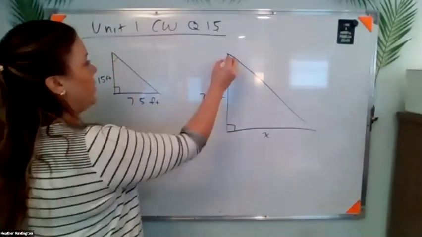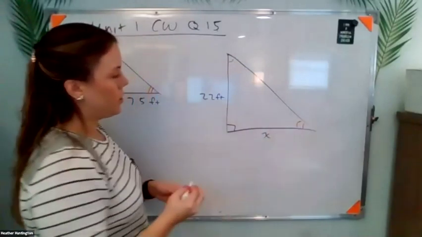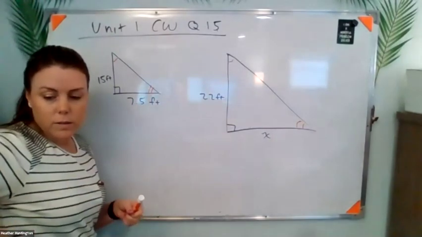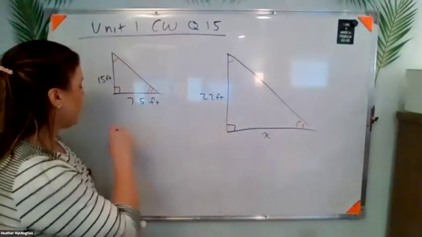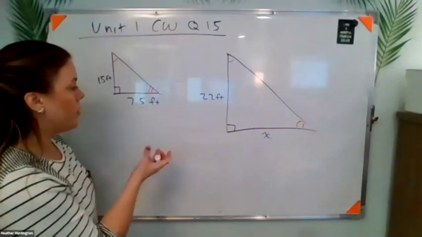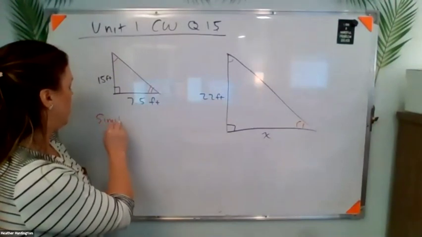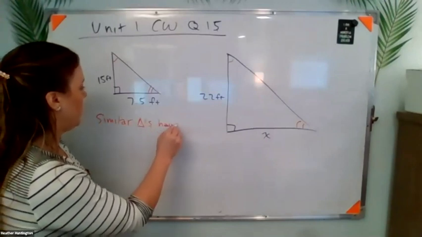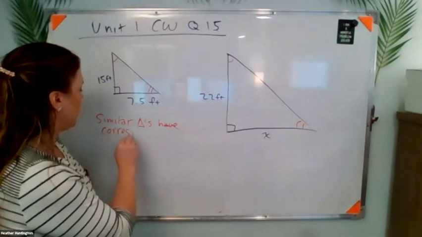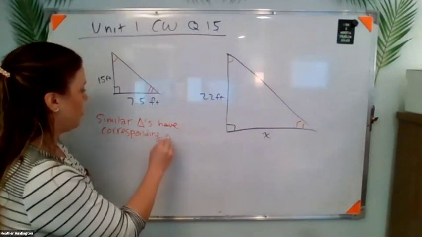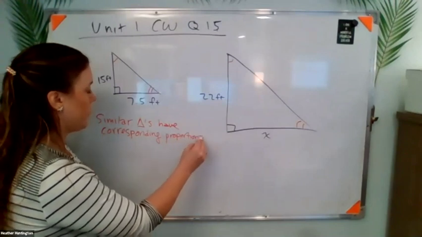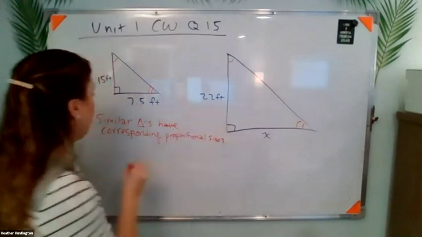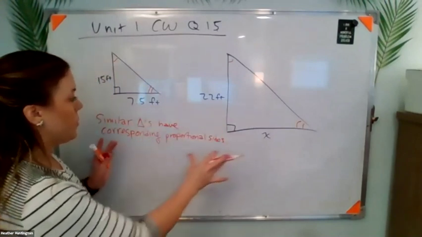Similar triangles have the same angle measures. Okay, and the corresponding sides of similar triangles are proportional. Okay, so that means I can create a proportion, which is two ratios. Similar triangles have corresponding proportional sides. Okay, so I can create a proportion.